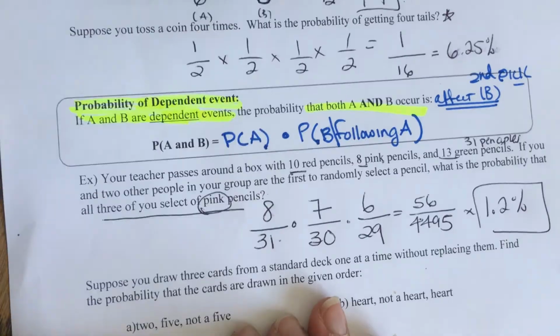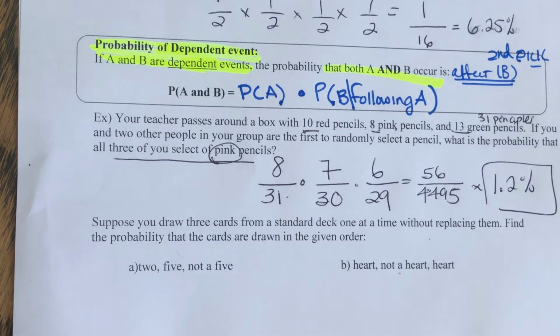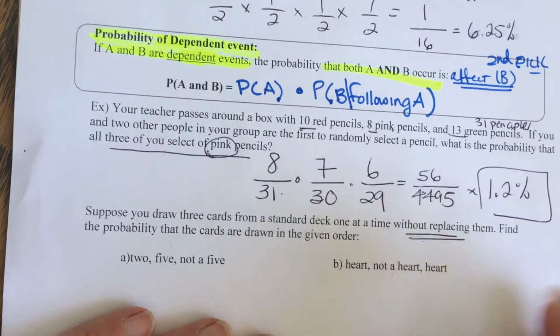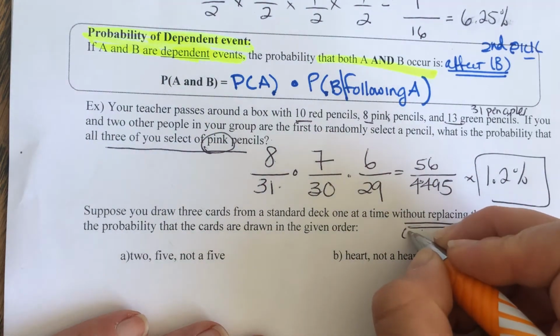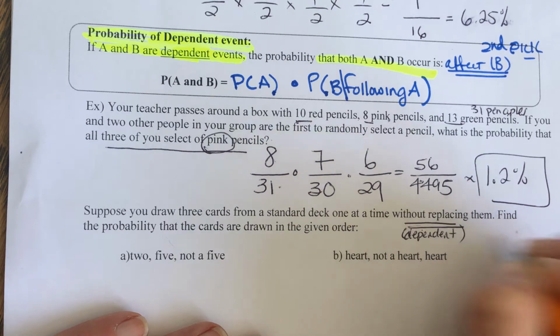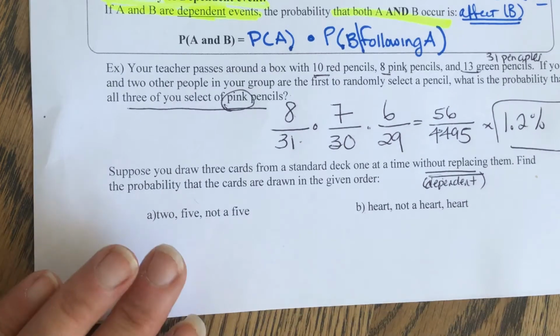Pretty low. Okay. Next, it says, suppose you draw 3 cards from a standard deck. Again, I know we do a lot with the deck of cards. And you are not replacing it, so you're not putting it back. So this is dependent. Without replacing is dependent because you are affecting the second choice. Find the probability the cards are drawn in the order.